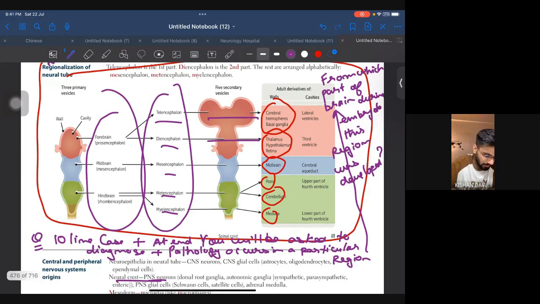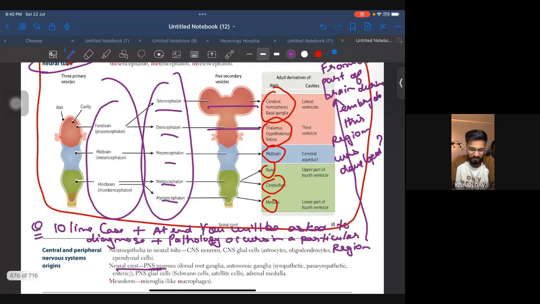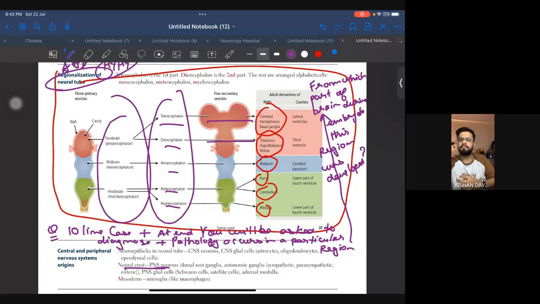Okay, no worries. Okay, so regionalization of neural tube, mark it as very high yield. All right, moving ahead. Note down this question if you want to, because definitely this is going to come. This seems very easy, but when you look at these locations and try to remember, it becomes difficult. Not only this, even this part. About the cavities also they asked.